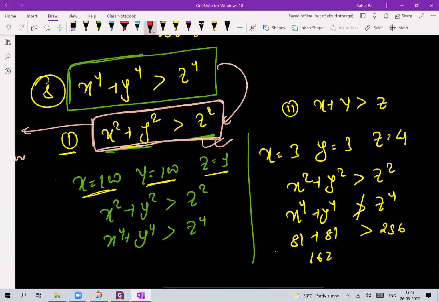So I have a yes situation here, and I have a no situation here. So I can say this statement is not sufficient. Any doubt, boss? Any doubt anywhere, Shruti, Pooja? Got it.